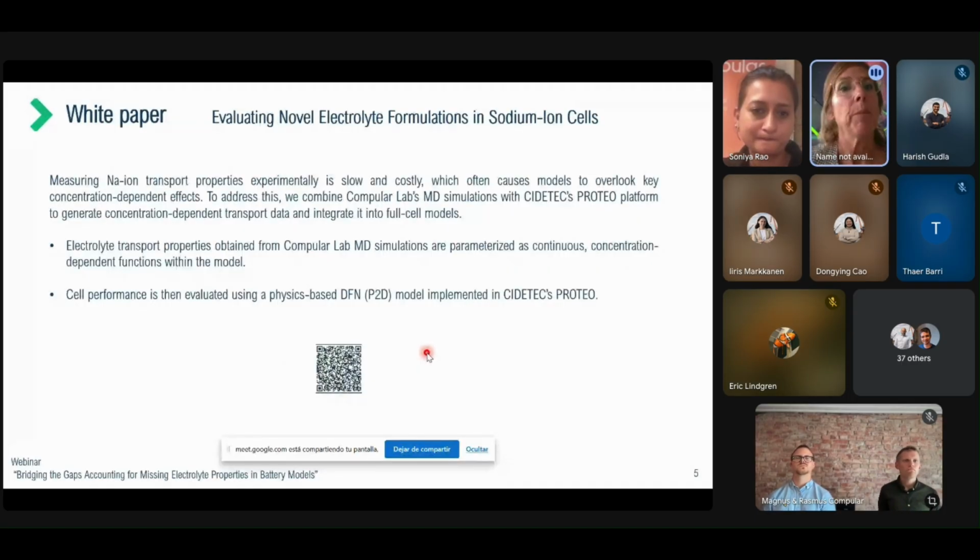So the main purpose is to extract these transport properties through molecular dynamics. And the good thing of having molecular dynamics is that you can compute these properties depending on, for instance, different salt concentrations, and then you can easily include this information into the continuum scale models and see the influence and impact. So this is what we have been working on.